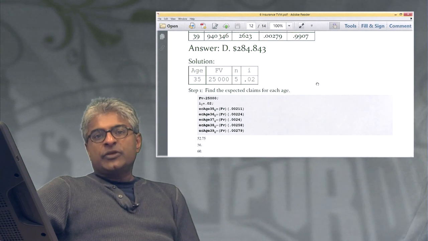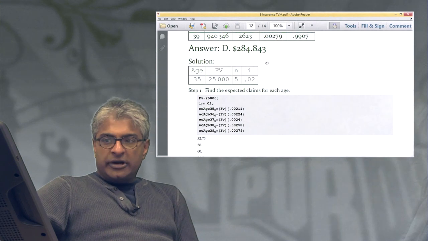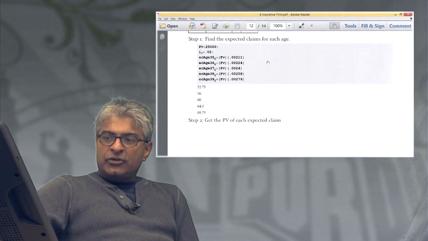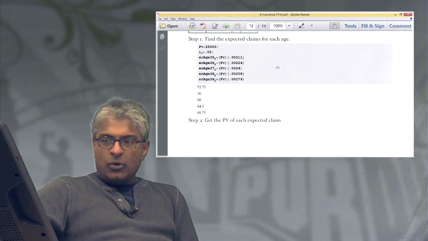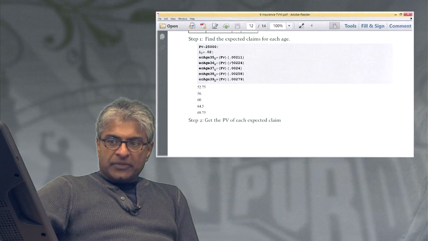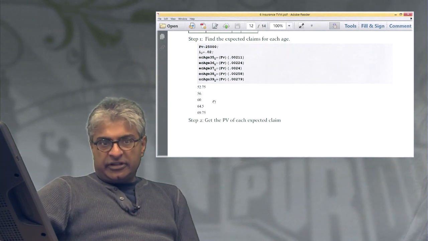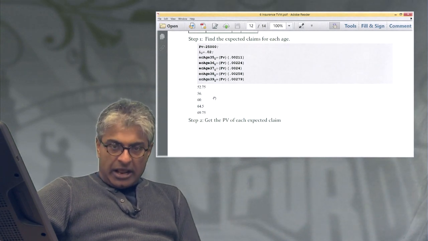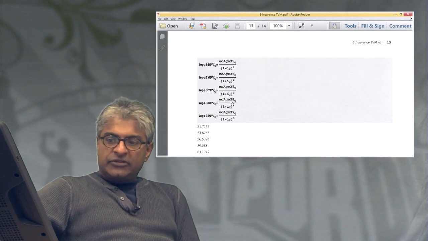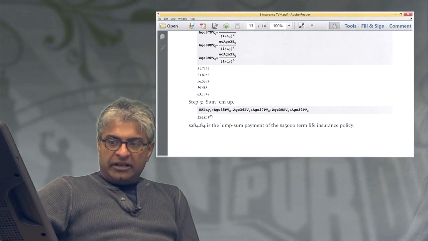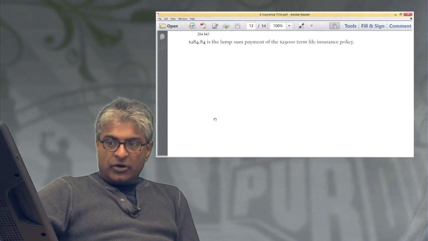So the question would be, what would be the equivalent annual annuity payments whose present value at 35 would be $284.84. So for doing that, again, following the same expected payoff calculation that you've seen before, you just simply calculate the expected claims at each of years 36, 37, 38, 39, and 40. You get the present value of the claims, and then that gives you that $284 when you sum it up at the starting point, $284.84 that we've already talked about.